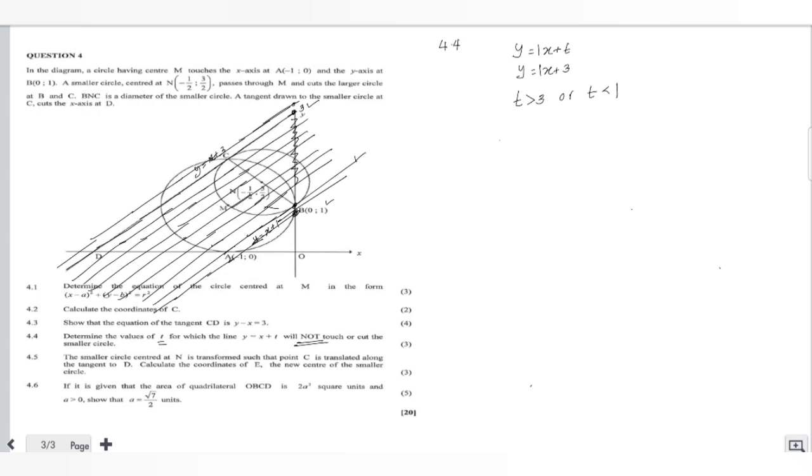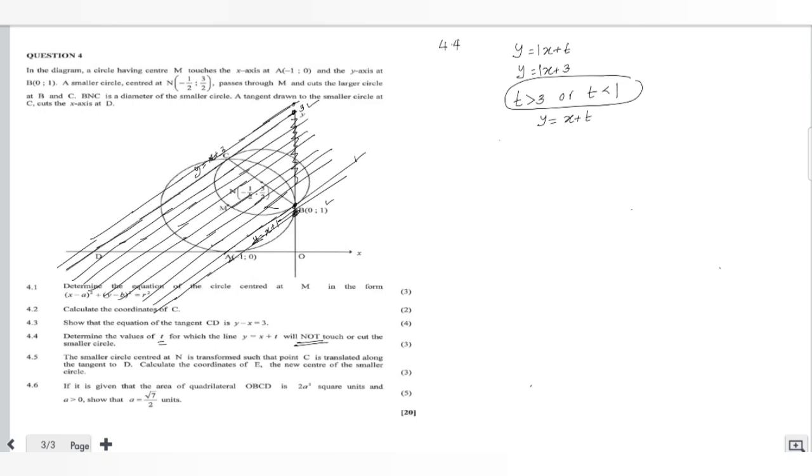If you draw any line like this, y is equal to x plus t, where t must be greater than 3, like 4, 5, 6, or less than 1, like 0, minus 1, minus 2. If you draw any line with the gradient 1, that is parallel lines, where the line never touch the circle. I hope you understood. So here the answer is this one. T should be greater than 3 or t less than 1.